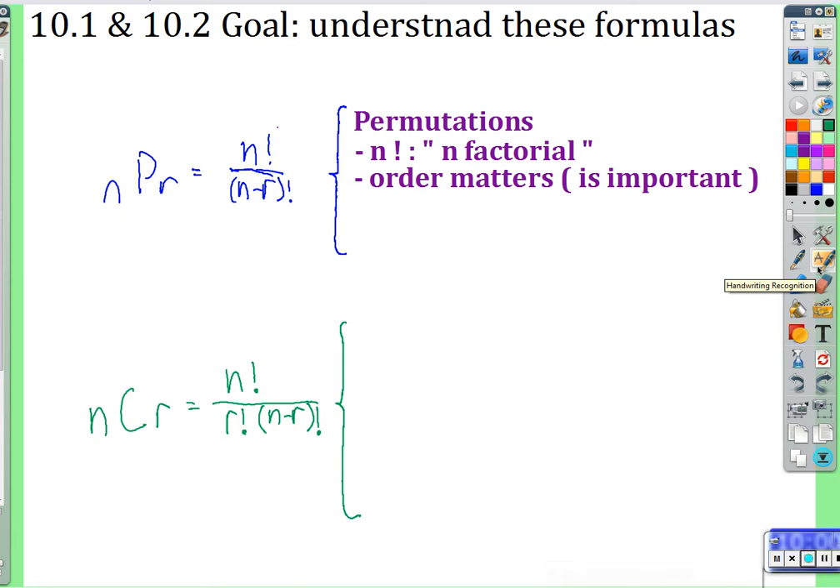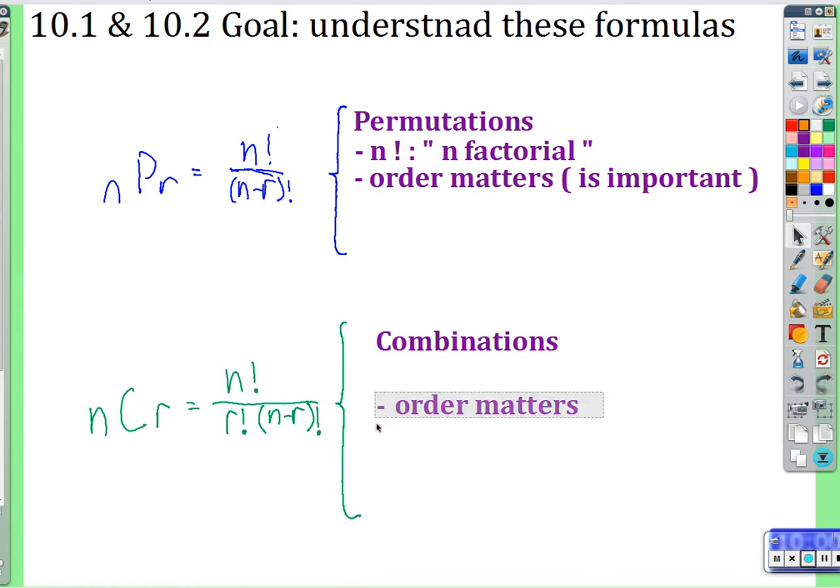And down here, I don't really need to tell you how to read factorial again, but I would tell you that it stands for combinations. C stands for combinations. And that basically we can interpret as order doesn't matter. The nitty-gritty, bare-bones stuff that you need to know about these two formulas.